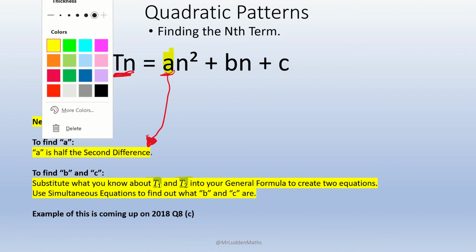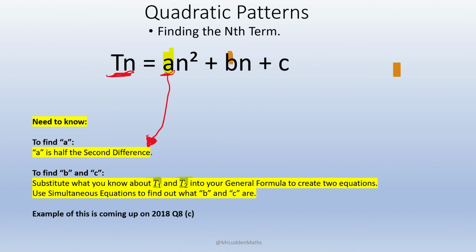In regards to your B and your C, they're sort of tied together. I'm just going to put those in orange here. With these, we need to use what we found out about our A and what we know about our first term and our second term in order to get two equations where we don't know B and don't know C. And at the end, we're going to need to use simultaneous equations to find out what B and C are. So there's quite a few steps to this sort of question.